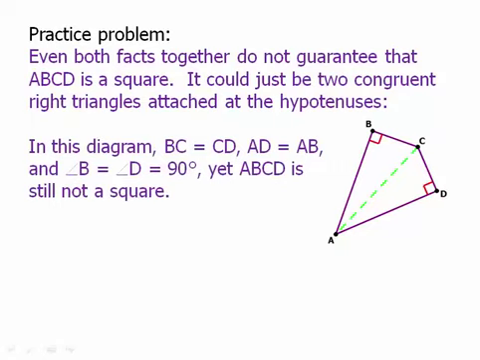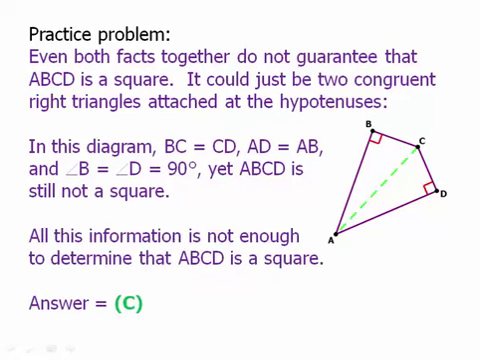So in this diagram, it is true that BC equals CD. It is true that AD equals AB, and we do have right angles at B and D, and yet ABCD is not a square. In fact, it's not any special quadrilateral at all. All this information is not enough to determine that ABCD is a square, and the answer to the question is C.